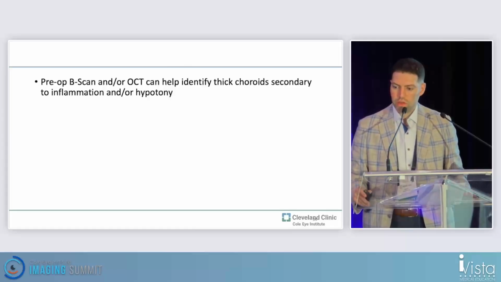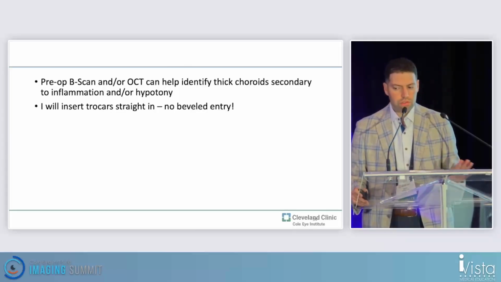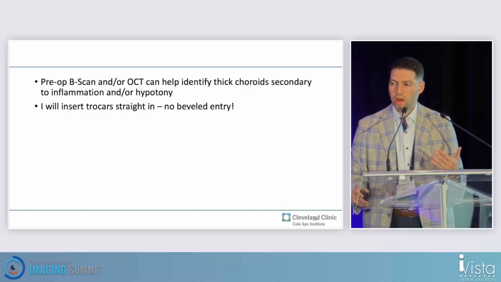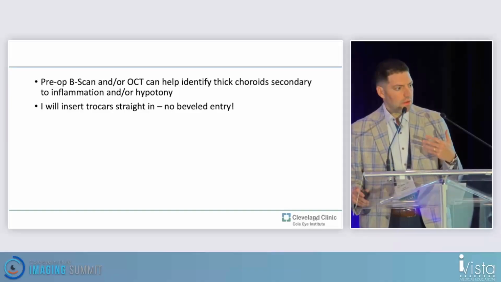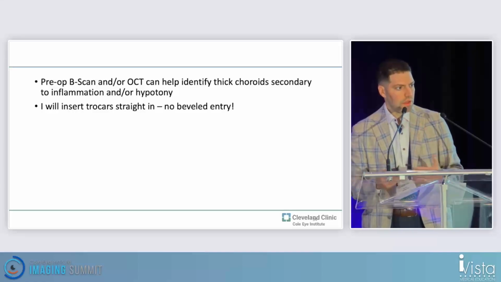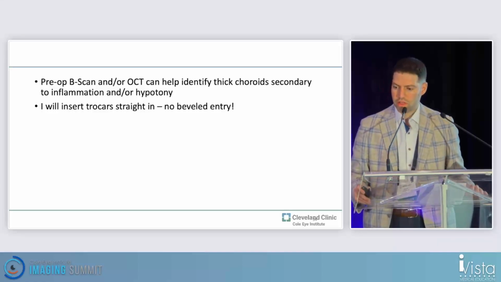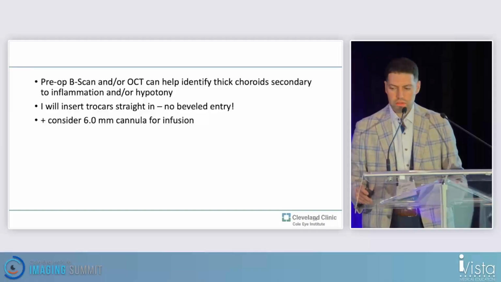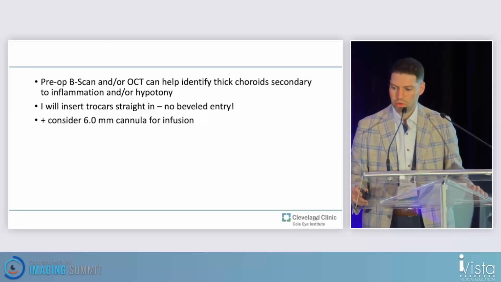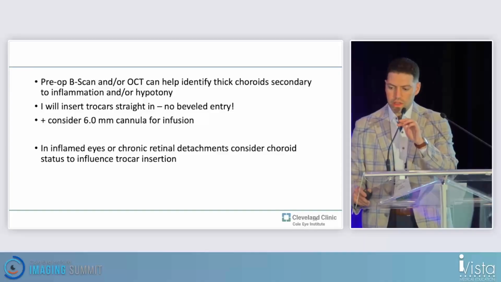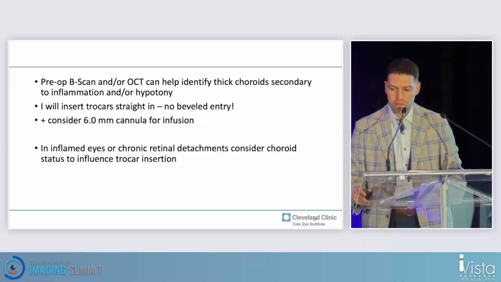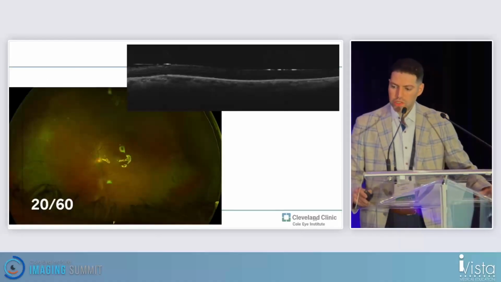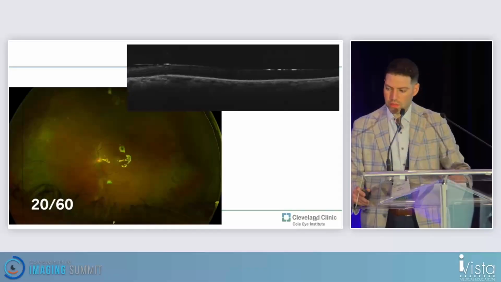So for these cases, if I know there's choroidal thickening preoperatively, I will just go straight into the trocars. I tell the fellows, no beveled entry, and you're just trying to reduce your odds for error, reduce your odds of a suprachoroidal trocar where you now have to waste some time maneuvering and fix that issue. I'll also consider a 6mm cannula for infusions in these cases to try to reduce the odds of infusion going suprachoroidally. So I recommend in inflamed eyes or chronic RD to consider the choroidal status to influence your trocar insertion. This patient ended up 20/60 after vitrectomy, scleral buckle with silicone oil.